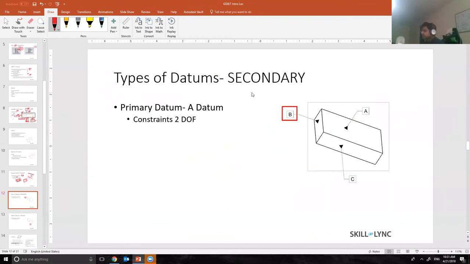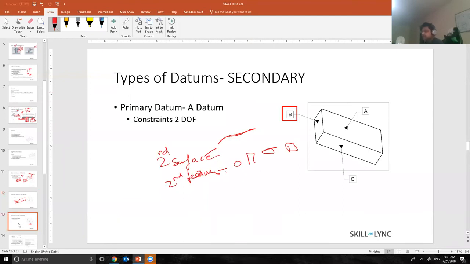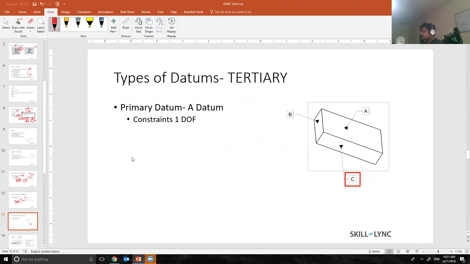Secondary datum. The secondary datum is the second surface or the second feature that attaches to my other part. It can either be a surface or a feature. Surface meaning just a plane or any surface as the word suggests, and feature meaning any hole, pin, slot or a tab. So the secondary datum is the second surface or second feature that would attach to my other mating part. It will constrain 2 degrees of freedom. And finally, there is 1 degree of freedom left. So primary datum A will constrain 3 degrees of freedom. Secondary datum B will constrain 2 degrees of freedom.